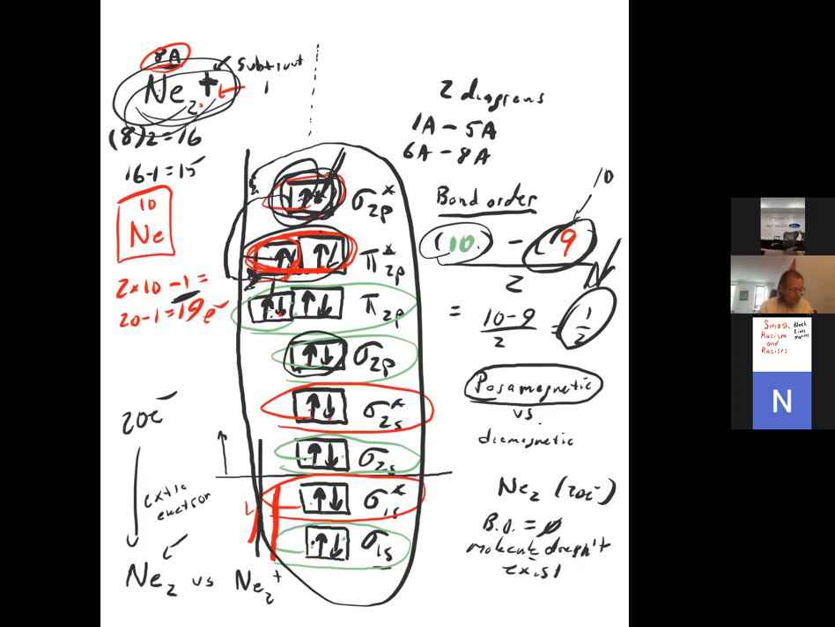Aufbau principle. And then when you're in the pi orbitals, just make sure you use spin up, then spin down, spin down. That's Hund's rule. So all of those rules are there. Okay. That is the end of chapter 9. That's the end of our chemical bonding stuff.